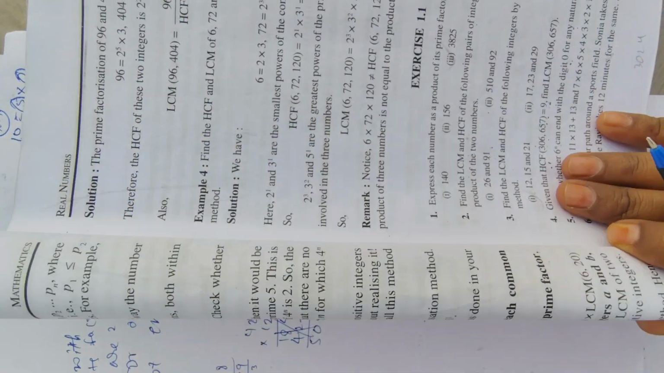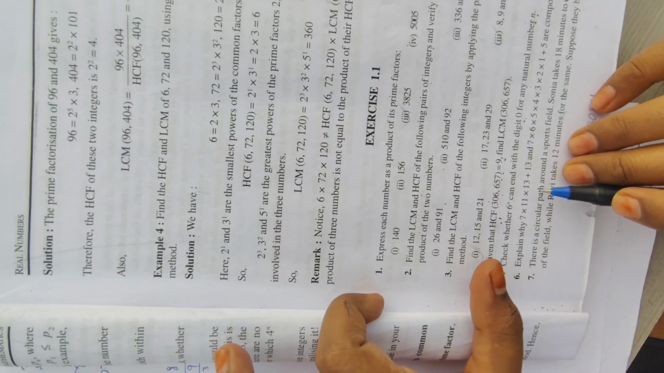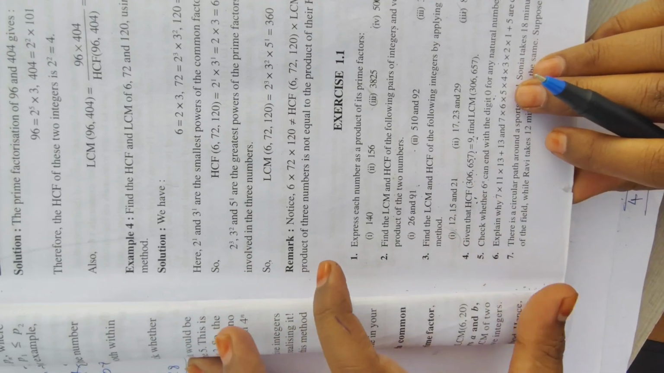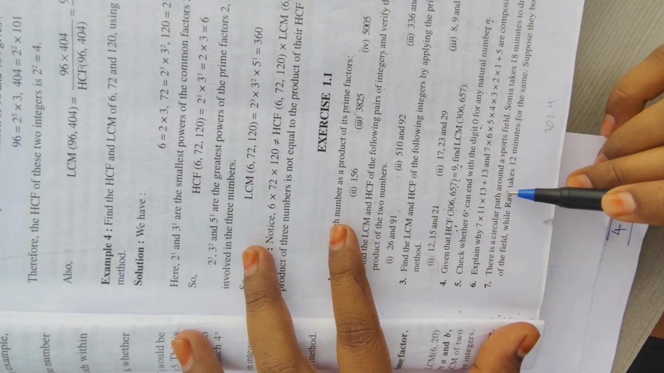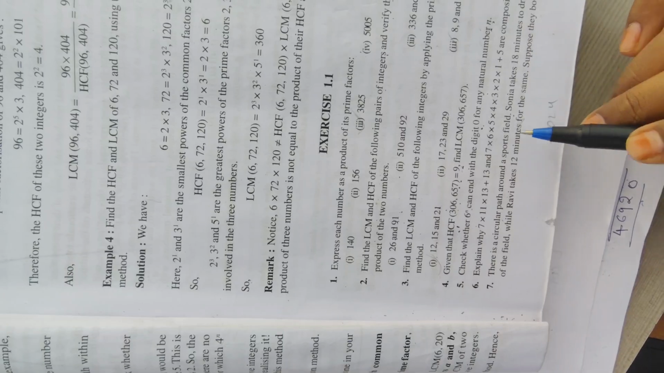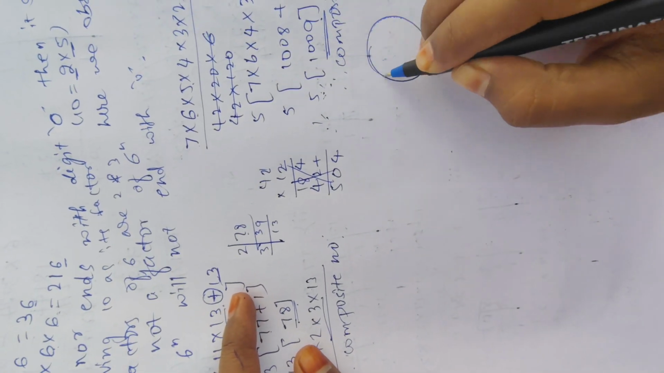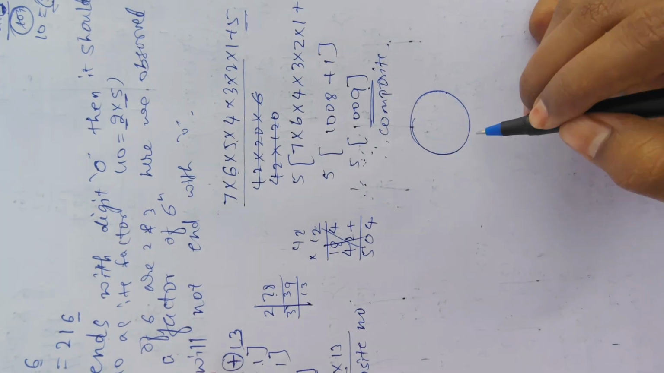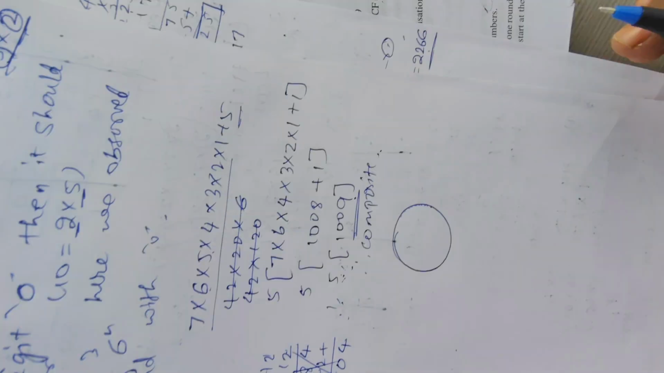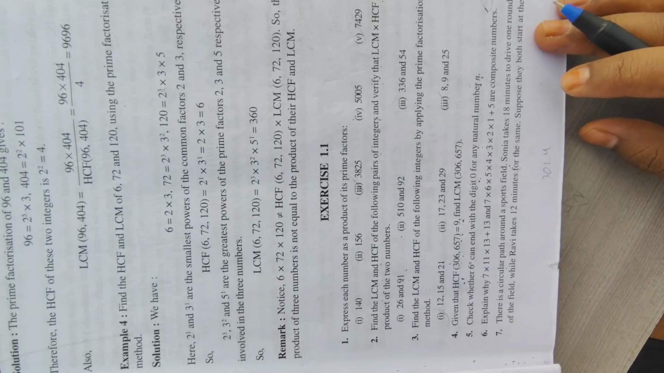Okay, so next and last question. It is very important, children. These type of word problems are very important. Let's observe it carefully. There is a circular path around a sports field. There is one sports field, children. See, it is in the circular path, circular shape.